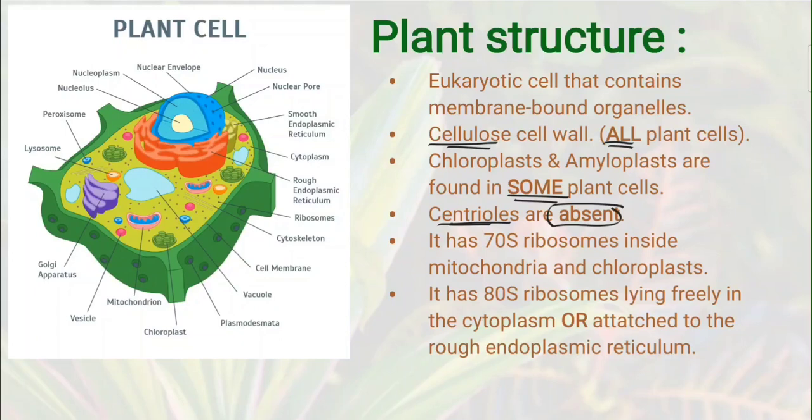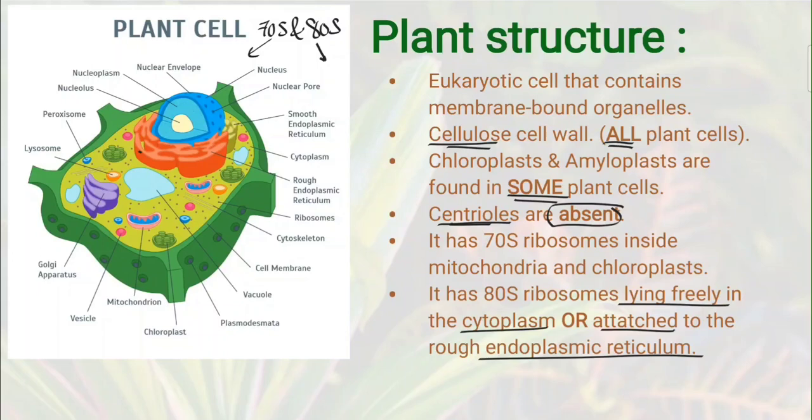And as it's a eukaryotic cell, it contains both 70S and 80S ribosomes. The 70S are found in the mitochondria and the chloroplasts. But the 80S are found everywhere, lying in the cytoplasm or attached to the rough endoplasmic reticulum surrounding the nucleus.